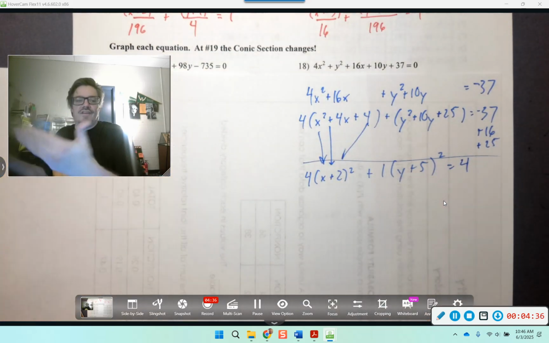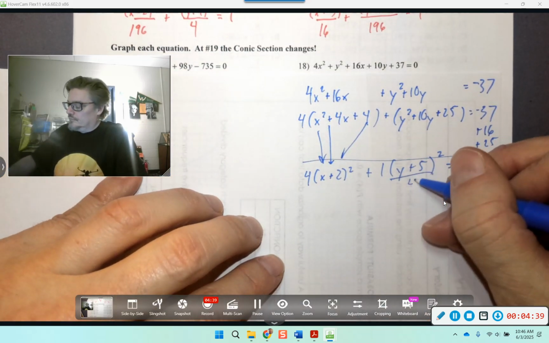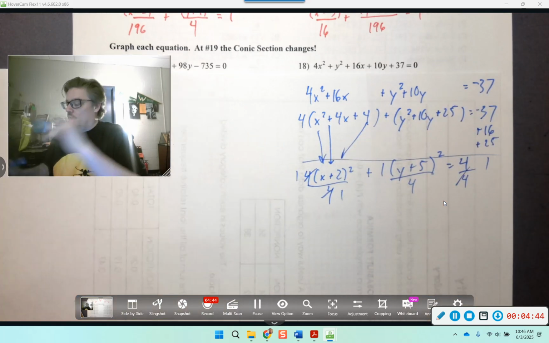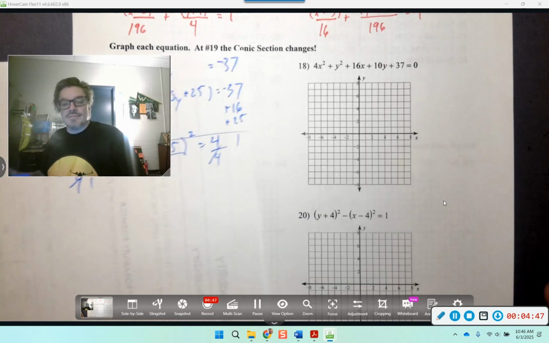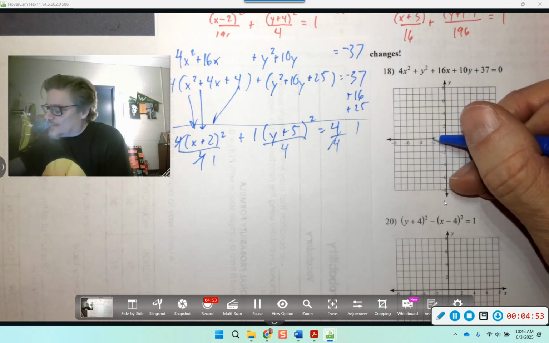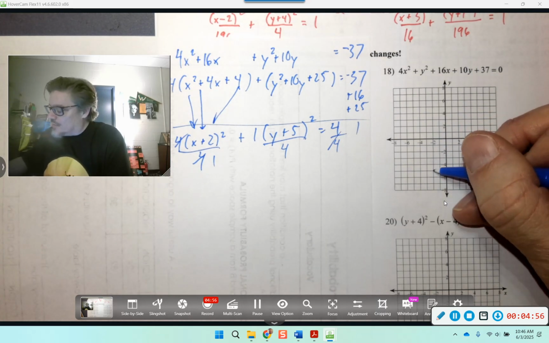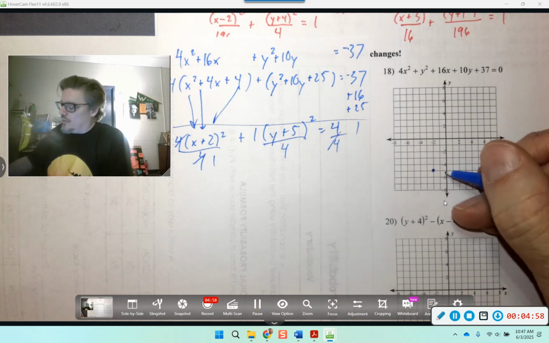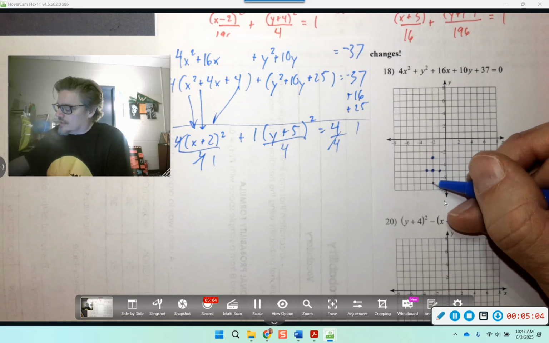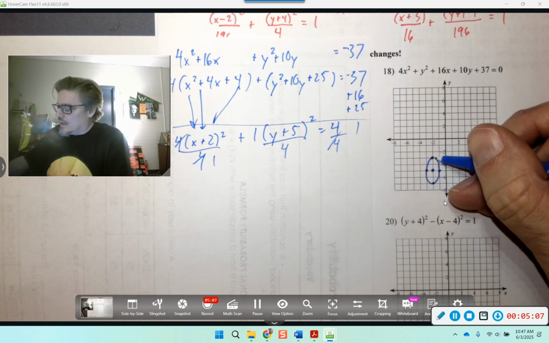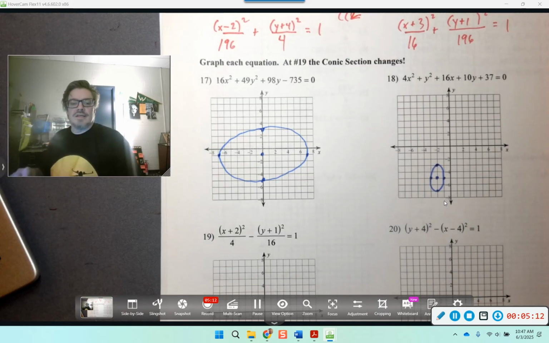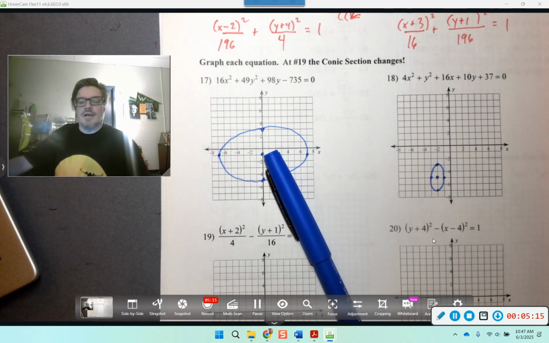Perfect. Now I'm going to divide everything by 4. So now this is 1, this one stays 4, and this is 1. You can stop right there. We don't need to rewrite it because remember our goal is to graph. So let me put this all in one scene. We got x is -2, and then y is -5. So we're here. On the x's, we're only going to go 1 here, 1 there. And then on the y, we're going to go 2. So it's just going to be a little ellipse right here. Okay, and that's it. Now we're going to change our shape because we do have a negative. So let me just stop the video there, and we'll start over.